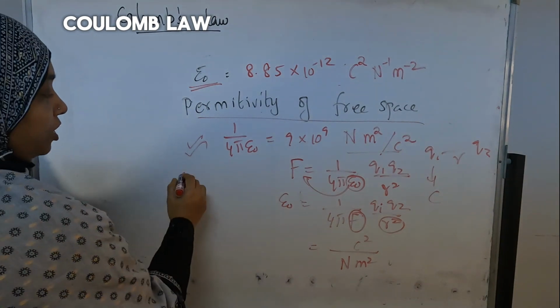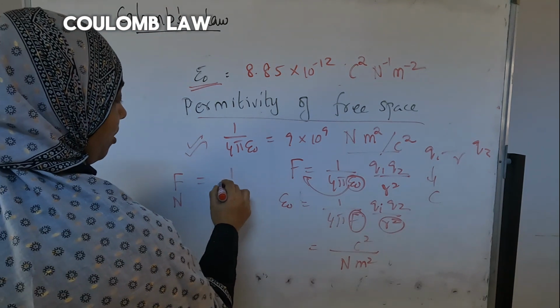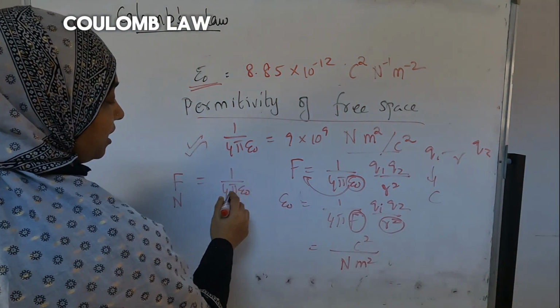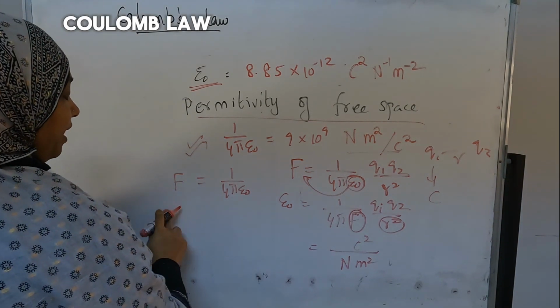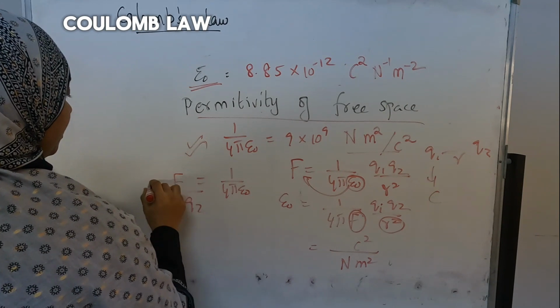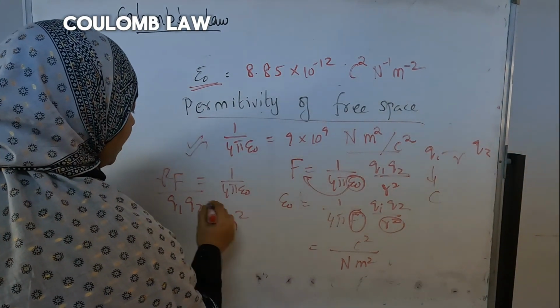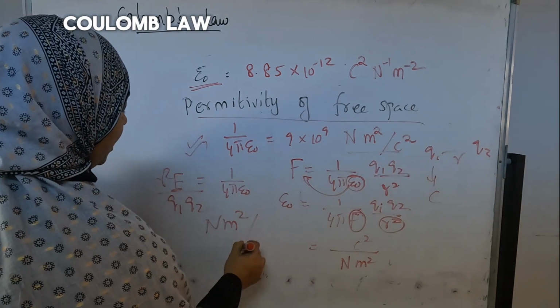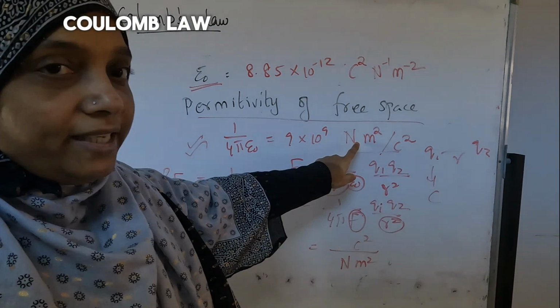The force formula: force unit is what? Newton. So keep that 1 by 4 pi epsilon naught here itself, because this is what we are coming to identify. Then Q1, Q2 will come down, and R square will go up. So R square unit is what? Meter square, and force is Newton, and this one is coulomb square. We reached the SI unit now.